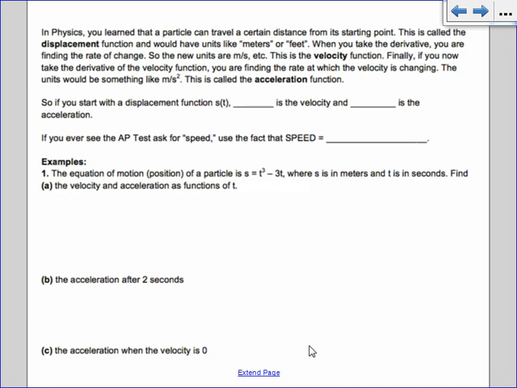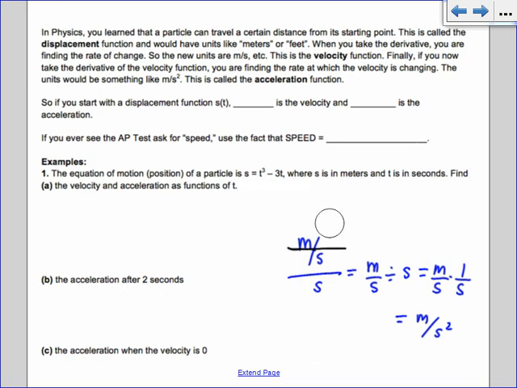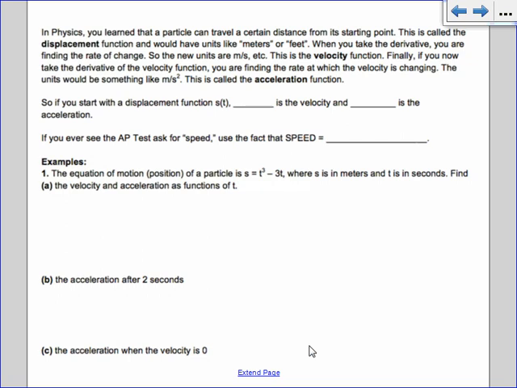Okay, does that make sense? So I have displacement or position, and then I have the velocity. But if I have meters per second, and I take its derivative, so if I take the derivative of the velocity function, I get meters per second divided by seconds, meters per second times 1/s. What do we get? Meters per second squared. Do you know what that is? Acceleration, right. So if you start with the position function or displacement function, and you take the derivative, you get velocity. Take the derivative again, you get acceleration. Okay, that's how they're all related to each other.